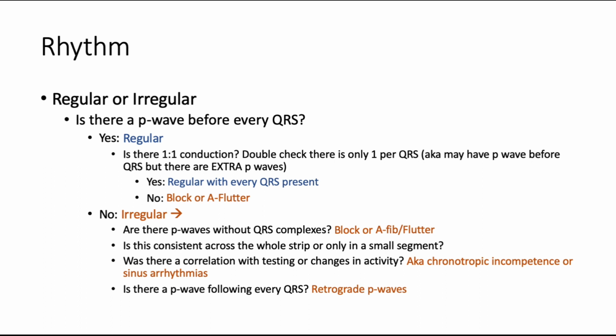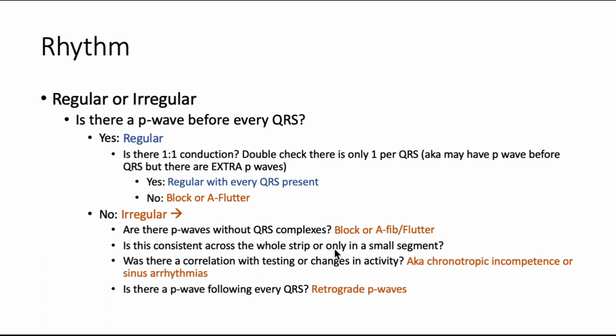Now, if you say that something is considered regular, then you also need to make sure that there's still a one-to-one conduction, because what may happen is that you have a P wave before every QRS, but then you have all these extra P waves lying around. So if there's only one P wave to every QRS, then it's considered regular. If there isn't, then it may be a block or even something like a flutter. However, if it's an irregular beat, you can tell that there are P waves without QRS complexes, which is that block, AFib, A flutter that we just talked about.